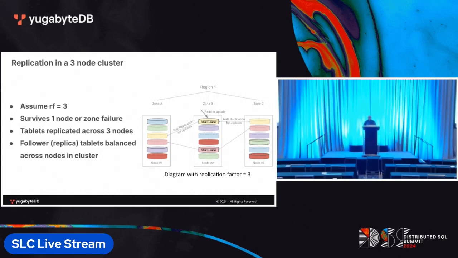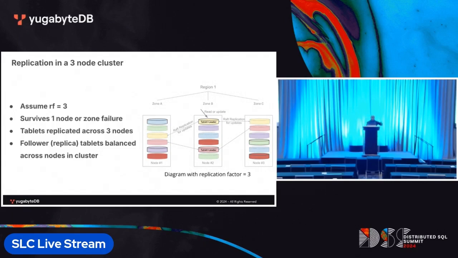So for example, you will see on node number 2 a yellow and pink tablet, which are solid, which means that they are leaders, and they will have the followers in the other nodes. Those dotted yellow and dotted pink guys. And so whenever reads and writes for a particular row happen, they will always go to this tablet leader, which Raft has elected for you. And when reading the data, the tablet leader will serve it right away.